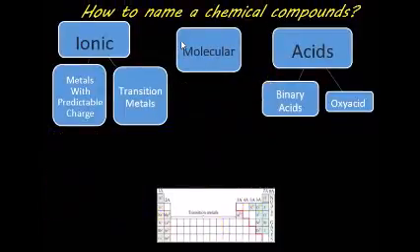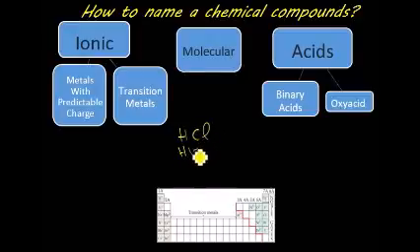So now let's name acids. Acids can be a binary acid or an oxy acid. What's a binary acid? A binary acid is a hydrogen combined with one element, such as HCl, HBr, or HI. Okay, so let's name that.